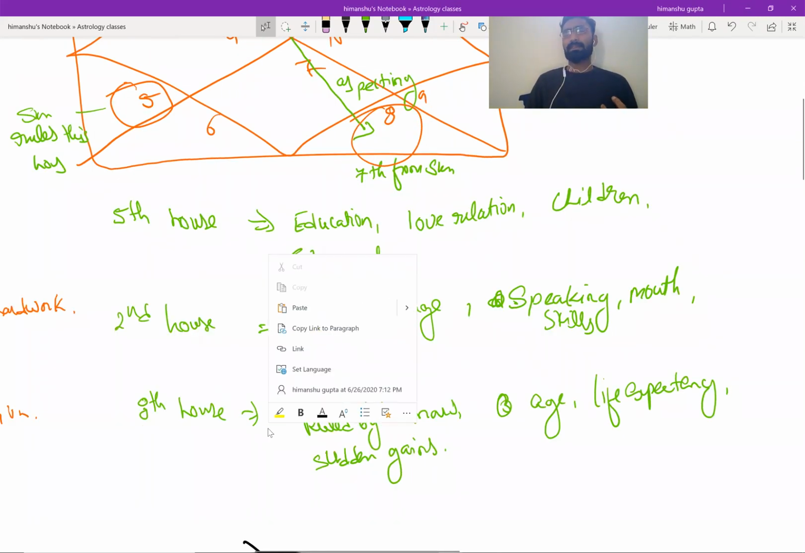So we just have to see the friendship between the lord of the second house and the fifth house, and the friendship between the planets where it aspects. Hopefully you guys find it very easy to understand this one by one.